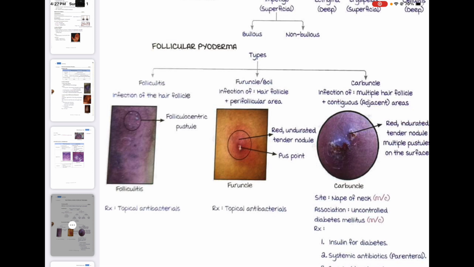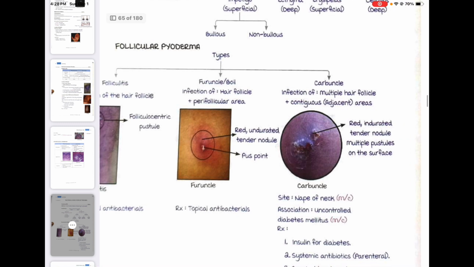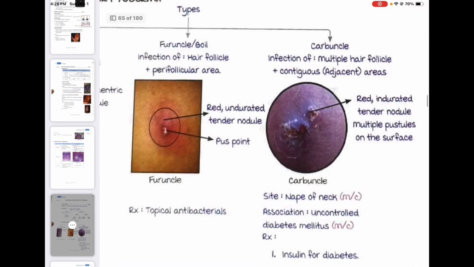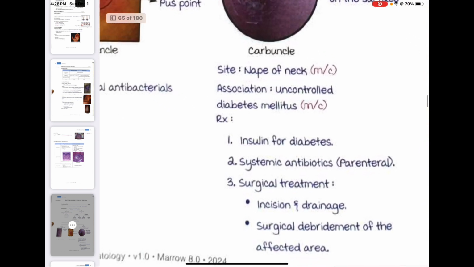Types: furuncle, or boil, is infection of the hair follicle plus the perifollicular area. It is a red, unindurated, tender nodule with a pus point, treated with topical antibacterials. Carbuncle is infection of multiple hair follicles plus the contiguous adjacent area. It is a red, indurated, tender nodule with multiple pustules on the surface. The most common site is the nape of the neck.